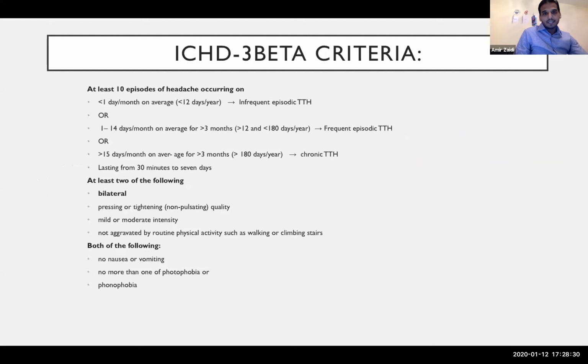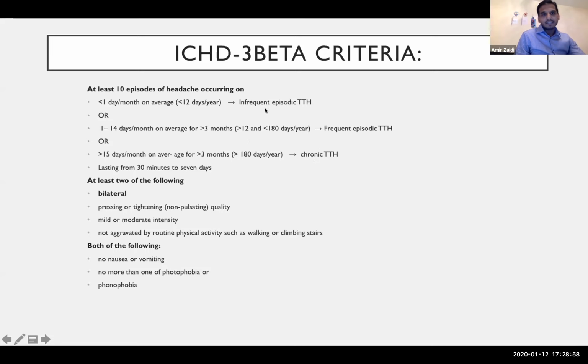for tension type headaches, again, the most important thing is the history. So in the history of any headaches, you talk about the duration of headaches, you talk about the frequency of headaches, and then you talk about the nature of pain. These are the critical points in the history. Tension type headaches are usually divided into infrequent episodic tension type headaches, frequent episodic tension type headaches, and chronic tension type headaches. So it depends upon the history.